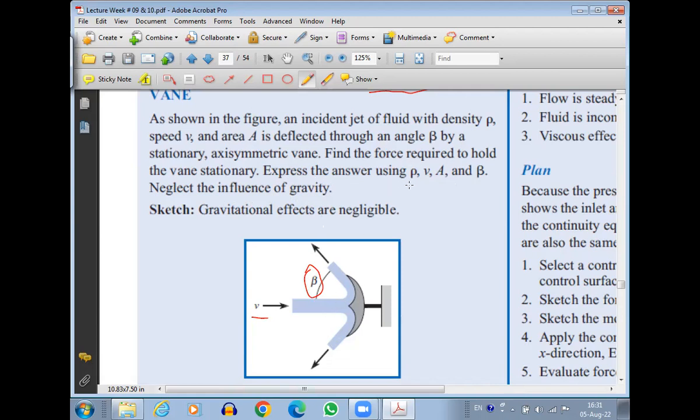Density of the fluid is rho, the cross-section area of this jet is a, and beta is the angle of deflection of the jet. So we need to find out how much force is required to hold it in place.